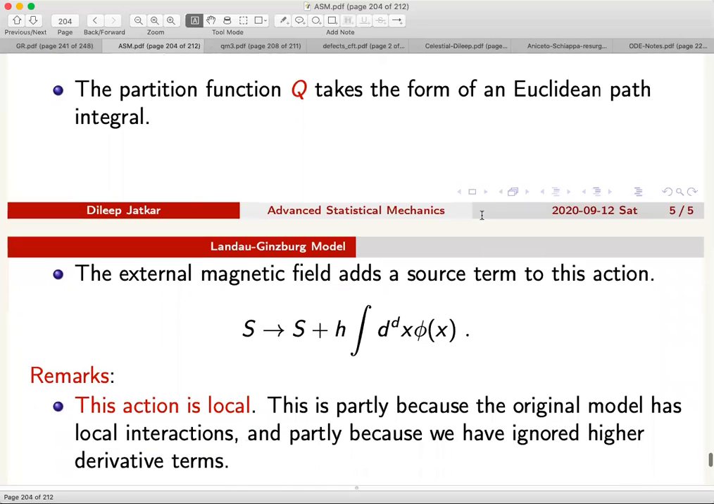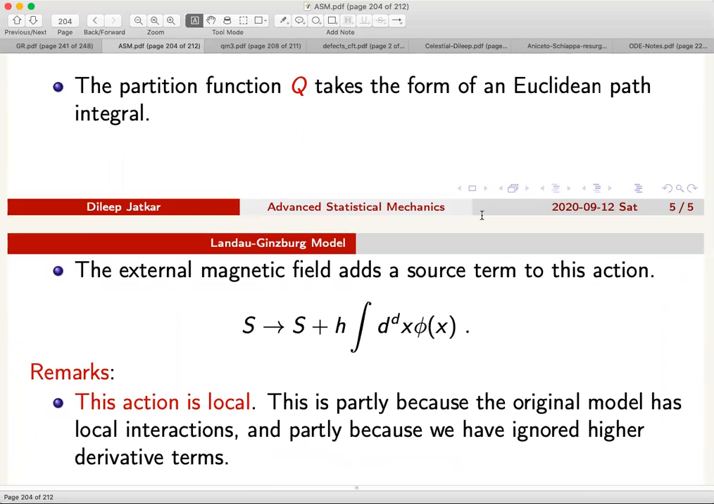Now, the fact that it is local is partly due to the original model, in the sense that the original model had nearest neighbor interaction, and that is why the model in the continuum limit would eventually reduce to a local model. It's also partly because we ignored higher derivative terms. We said that the higher derivative terms are small compared to, say, the two derivative terms, and therefore we ignored those.